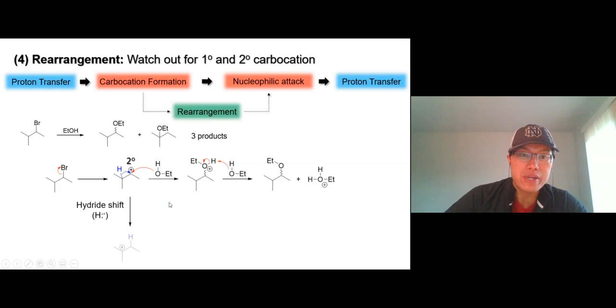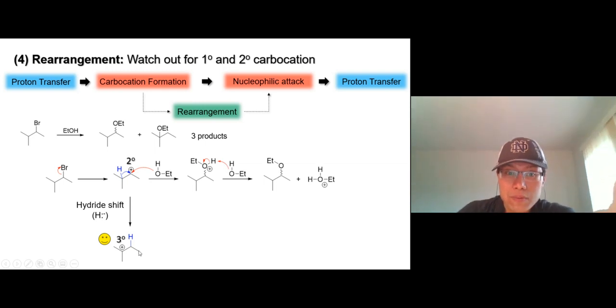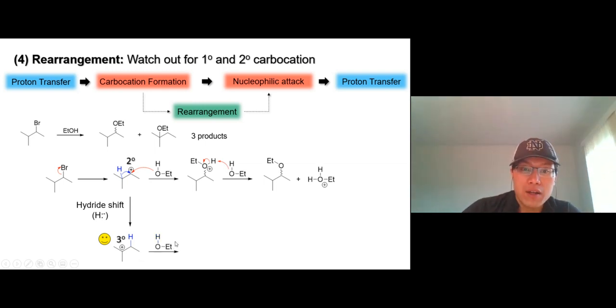Hydride shift comes in, a rearrangement, all right? And you're going to get a tertiary carbocation, which is more stable. And that's when a nucleophile comes to attack. Ta-da! Right? You get only one product here because this carbon is not a stereo center, not a chiral center.